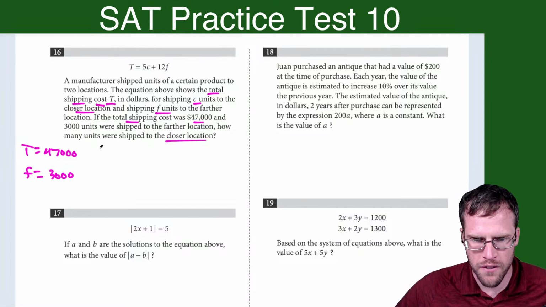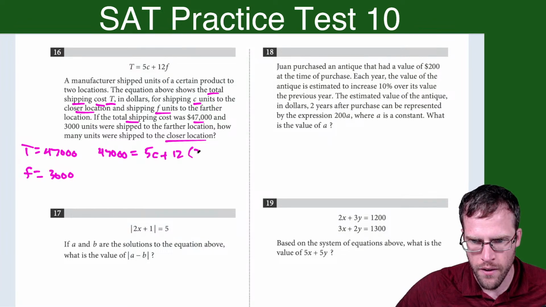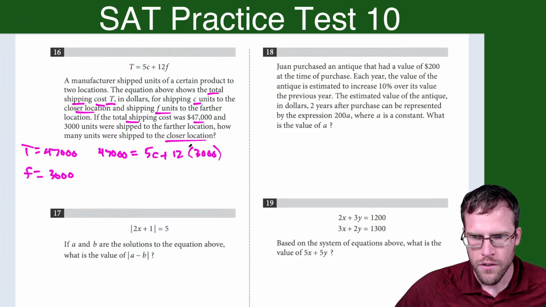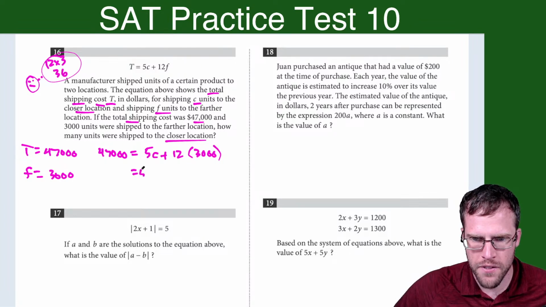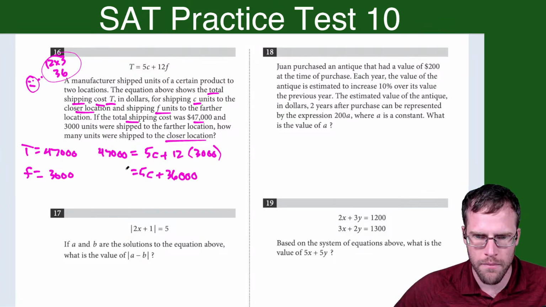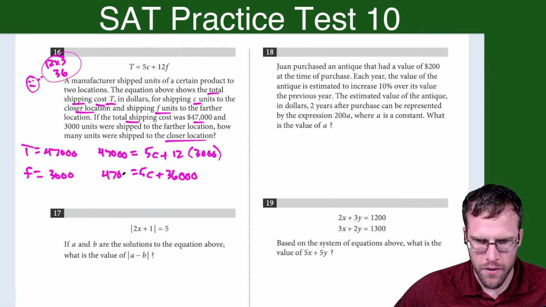So capital T is 47,000. And this is equal to 5C plus 12 times F, which is 3,000. What I'm thinking in my head is, all right, 12 times 3 is 36. So I have 5C plus 36, but there are 3 zeros, so I put 1, 2, 3 zeros. That's how you do that kind of mental math. It's a nice trick to have.